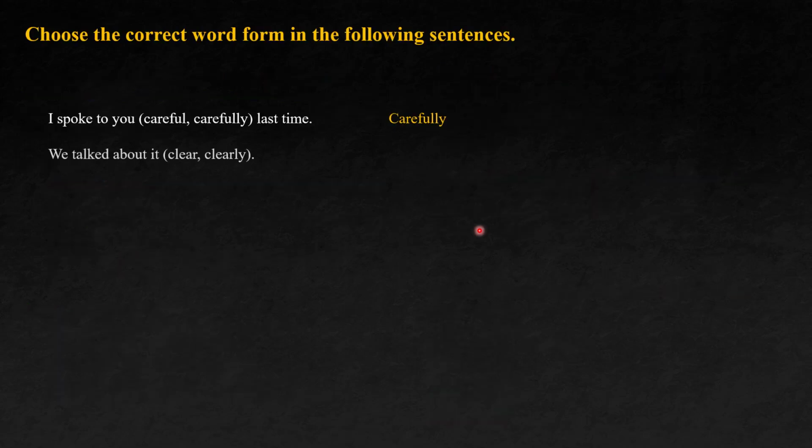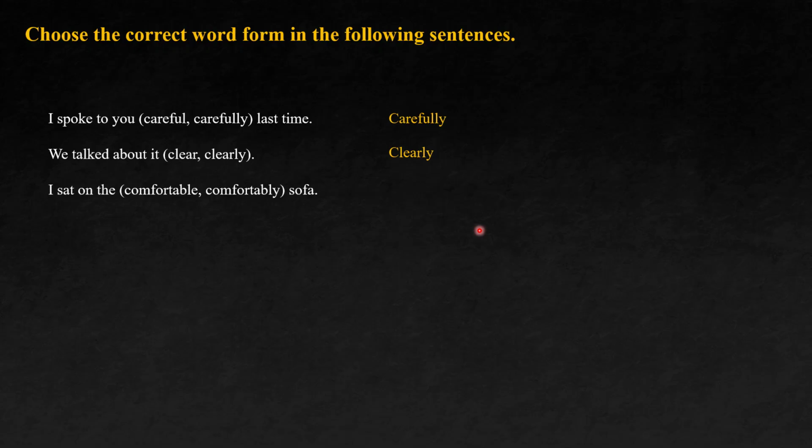Yeah, it's an adverb. So now we talked about it: clearly. Correct. Good. So, I sat on the dash sofa. Comfortably will not fit, because it's again a different word.